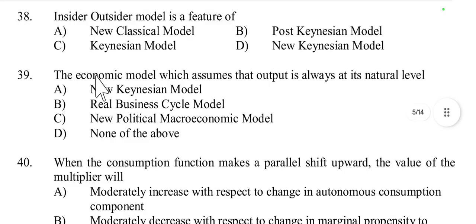Then question number 39. The economic model which assumes that output is always at its natural level, that is new Keynesian model, real business cycle model, new political macroeconomic model, or none. The economic model which assumes that output is always at its natural level is called the real business cycle model. Option B, because the real business cycle model assumes markets clear and output is equal to natural output, always at full employment, and fluctuations are due to real shocks like productivity and not demand shocks. So option B is the right answer.